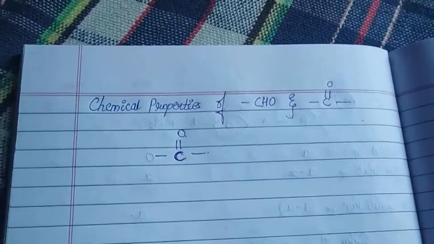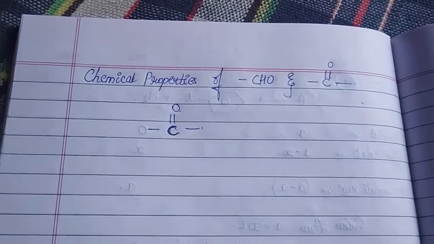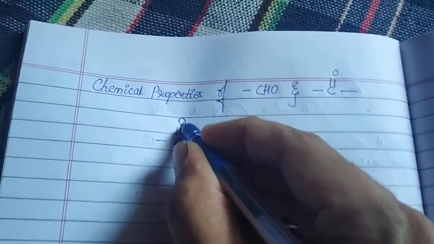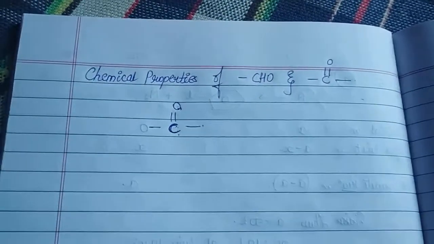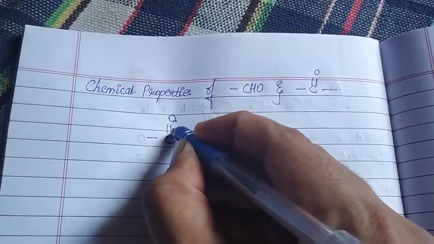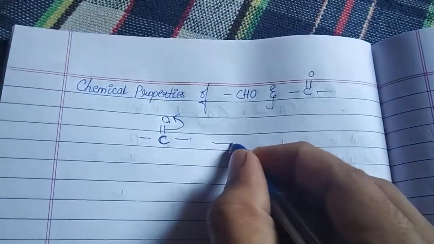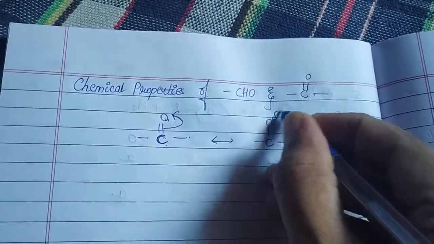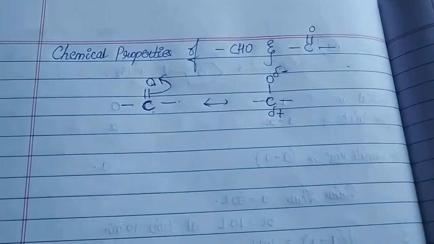When I talk about electronegativity, I know that oxygen is more electronegative than carbon. By the definition of electronegativity, the shared pair of electrons will be more oriented towards oxygen. So the structure will be like this: oxygen will have a partial negative charge, whereas the carbon will have a partial positive charge.